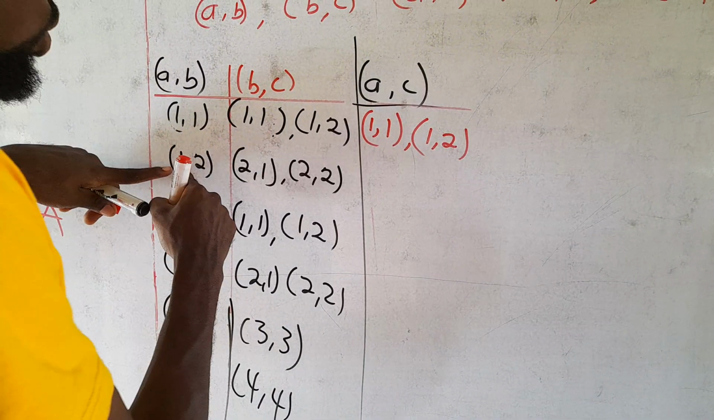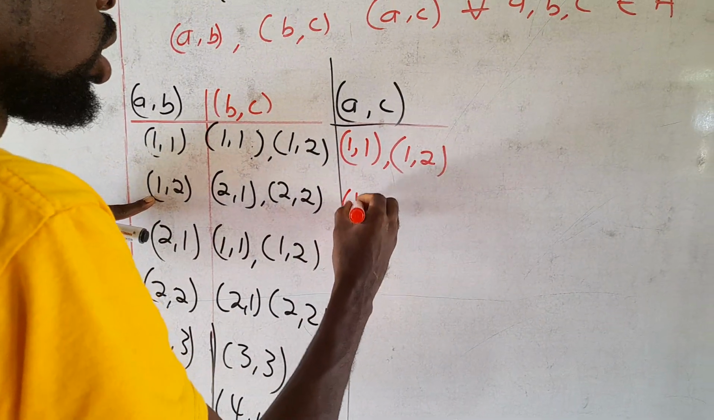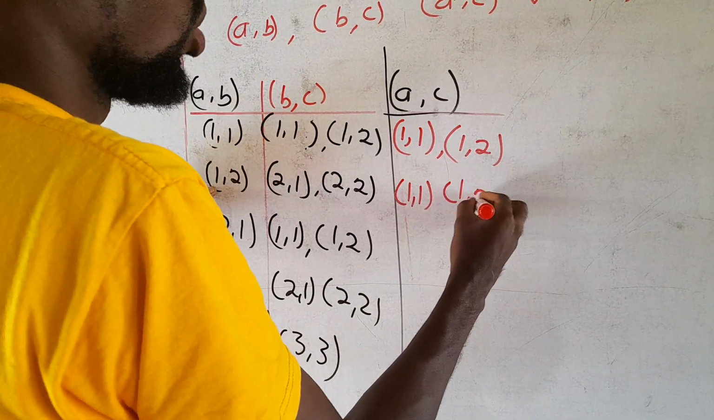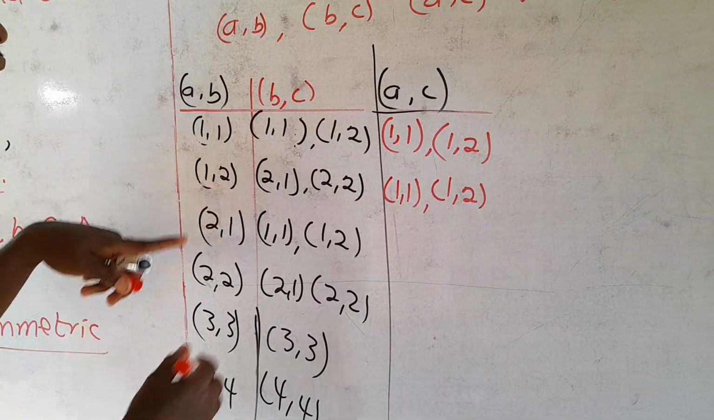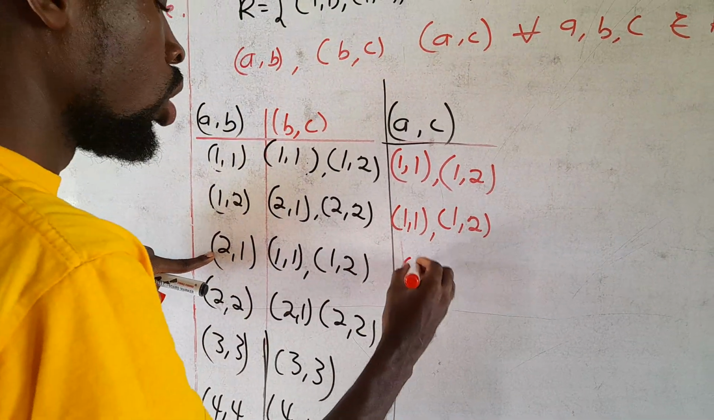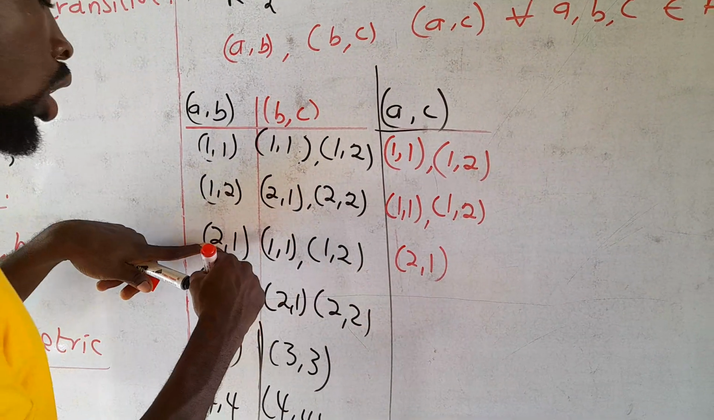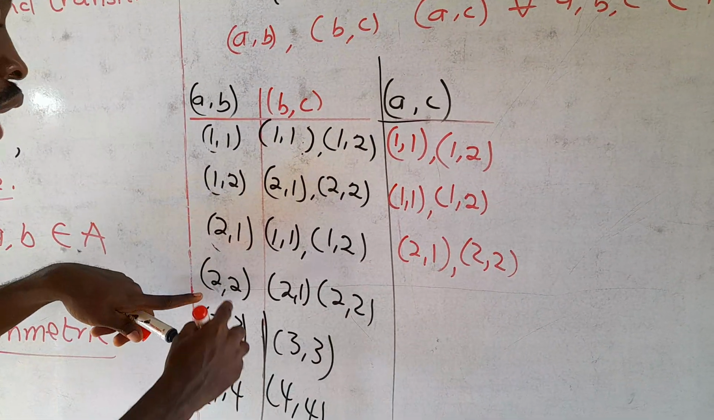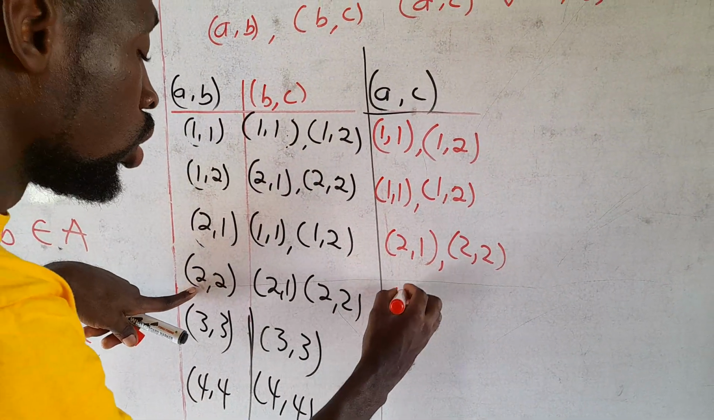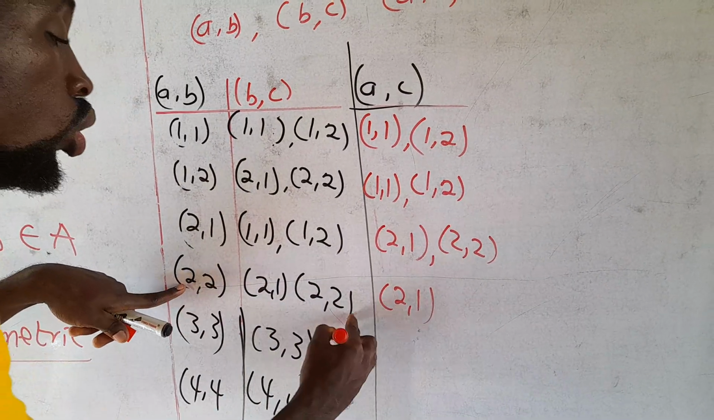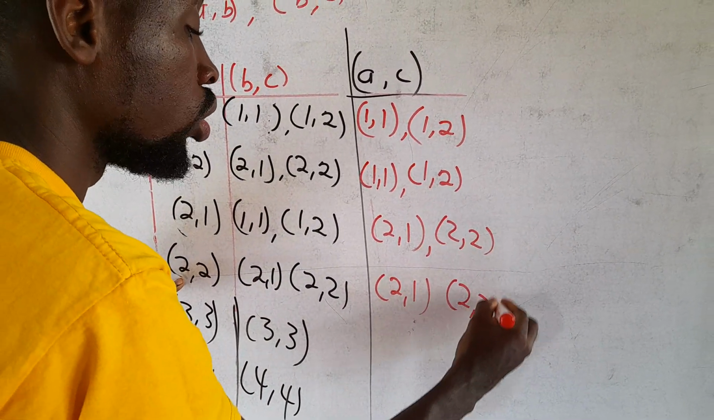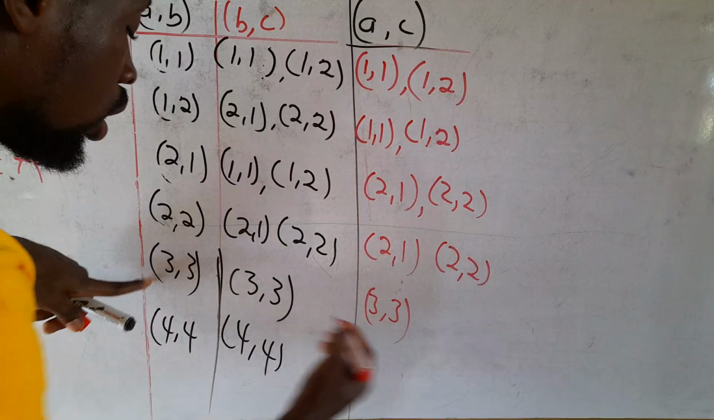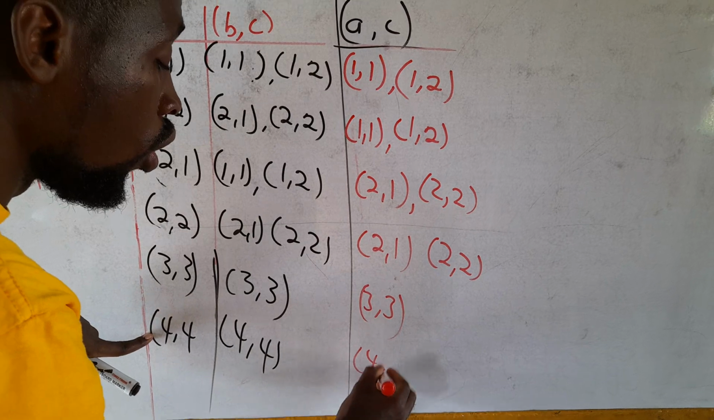So here we have 1 1 again. Then we have 1 2, 1 comma 2. Then this place we have 2 1, so 2 comma 1. Then we have 2 2, 2 comma 2. Then this we have 2 1, 2 comma 1. Then 2 2, 2 comma 2. Then this will have 3 3. Then this will have 4 4.